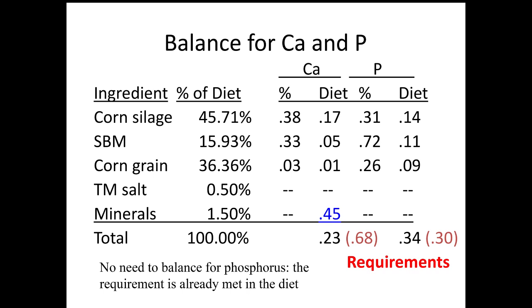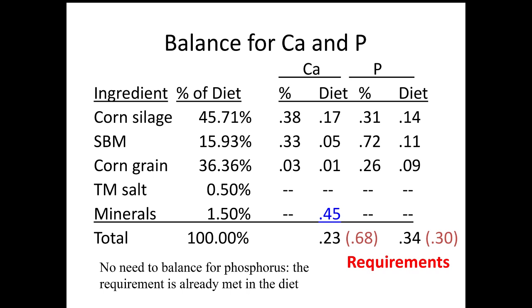Okay, so here is the complete table, where we enter in all that information. So look on the left, we have a list of ingredients. We've got our corn silage, soybean meal, corn grain, trace mineral salt, and minerals. Right beside that, percent of diet. Okay, so we've now determined that the corn silage is going to be 45.71% of the diet. Soybean meal, 15.93% of the diet. Corn grain, 36.36% of the diet. Trace mineral salt, 0.5%. Minerals, 1.5%. Okay, and they should all add up to 100.